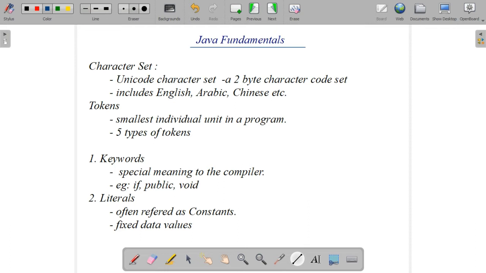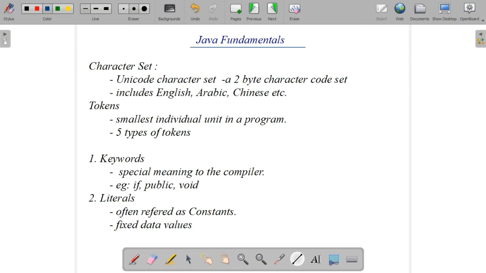A character set is a set of valid characters that a language can recognize. A character represents any letter. Character here does not mean a single alphabet. It can be any letter or digit or any other sign, like a dollar sign. Different signs are also used. So a character set is a set of valid characters that a language can identify or understand. A character represents any letter, digit or any other sign.